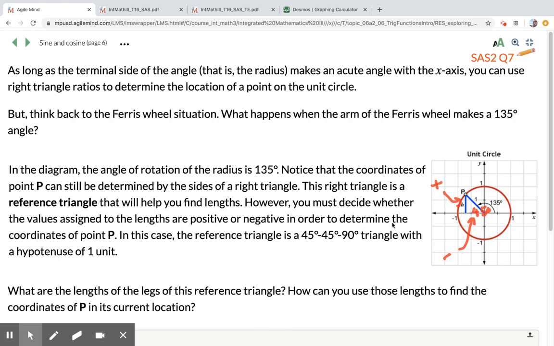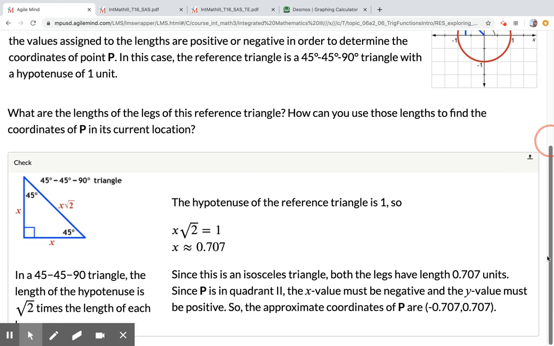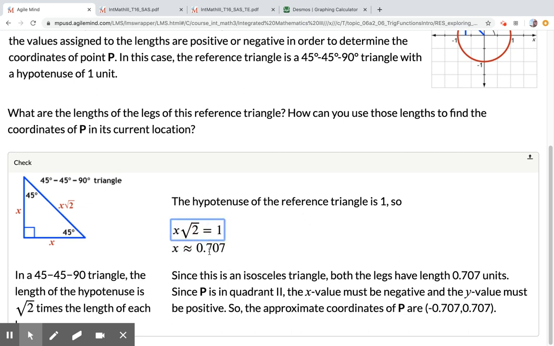So I definitely used the right triangle trick. I'm not gonna lie, it made things easier. So I did that. So 45, 45, 90 triangle. This was our trick from earlier, right? Our special right triangle. Well, I know the hypotenuse is x root 2, but I also know the hypotenuse is 1. So x times the square root of 2 equals 1. If I divide 1 by the square root of 2, I get, on my calculator, 0.707.